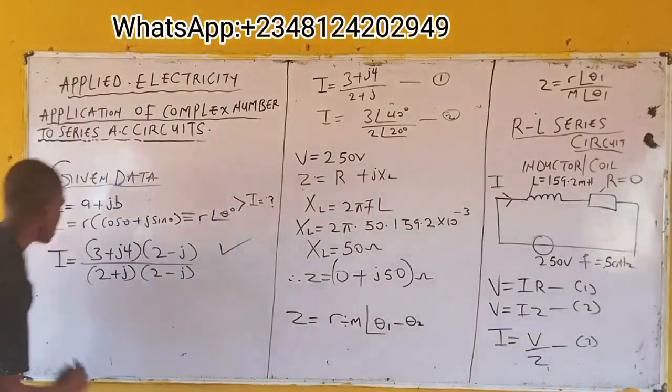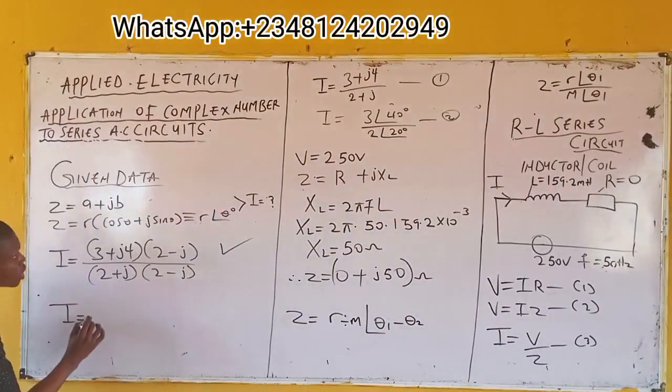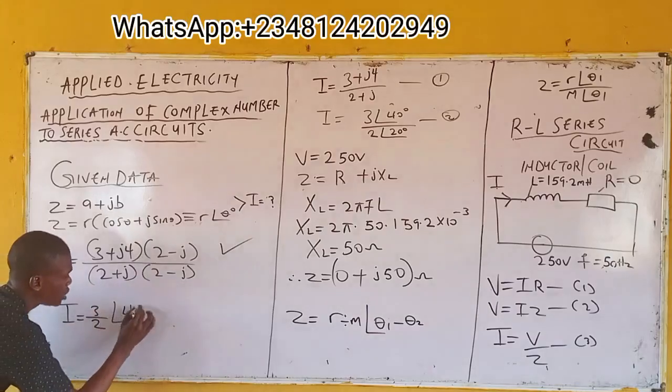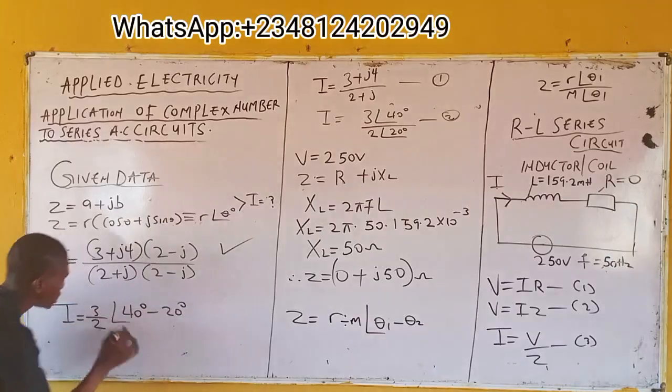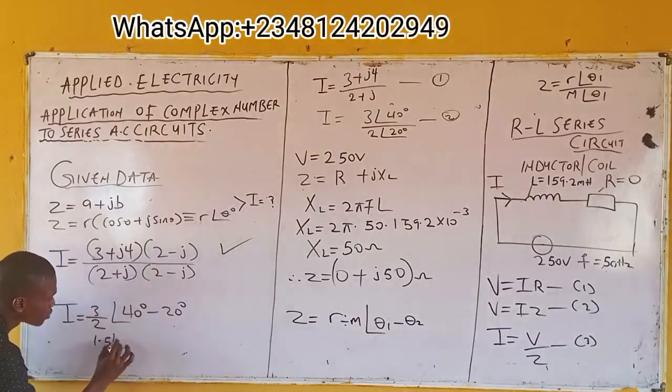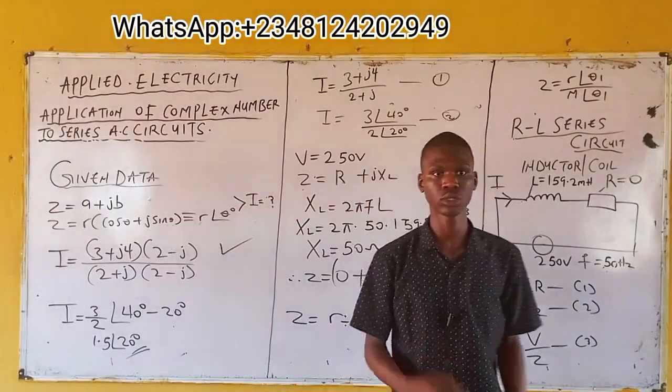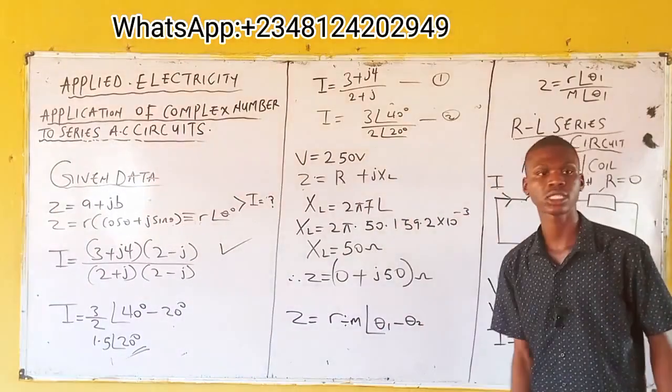Tell me the value of I. I becomes what? 3 divided by 2 is what? In decimal, 1.5, right? 3 divided by 2 at what? 40 degree minus 20 degree, and this is what? 1.5 at 20 degree, and this is the answer. Now back to my question. Using 1 and 2, which one is easier?